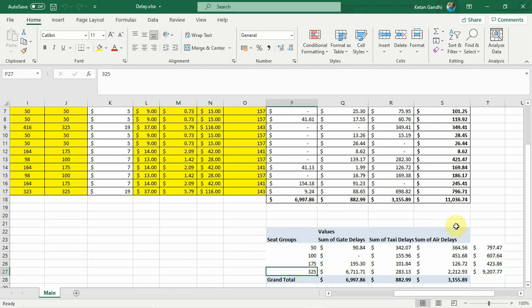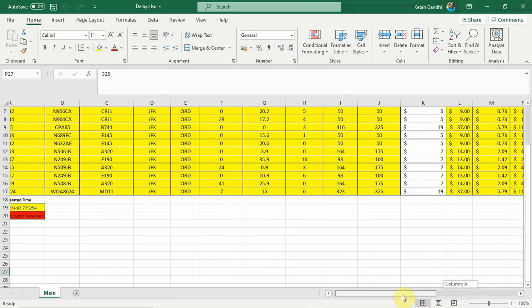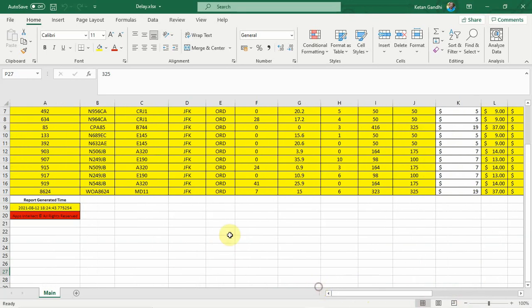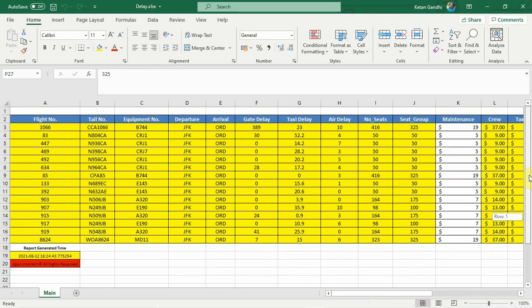If you take other 325-seaters, if you look at it, it was not just the first one which we saw. That is a total of all the 325-seaters Boeing 744 had. So we can look here. It was not just the first aircraft of Boeing 744. There was another Boeing 744 there as well.